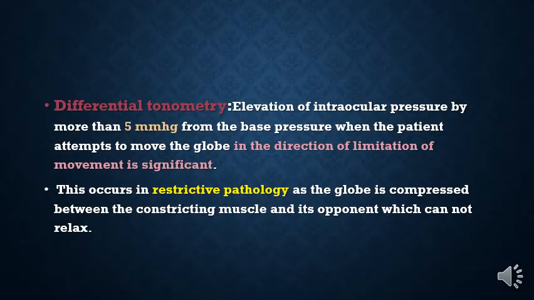Differential tonometry: elevation of intraocular pressure by more than 5 millimeters of mercury from the base pressure when the patient attempts to move the globe in the direction of limitation of movement is significant. This occurs in restrictive pathology as the globe is compressed between the constricting muscle and its opponent, which cannot relax.